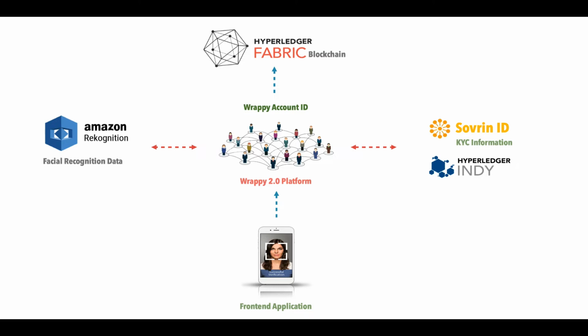For authentication, the front-end application will use the camera to recognize the user and then authenticate the user using the Amazon Rekognition API. So we use the facial recognition data to link the user account with the Sovrin ID, or the decentralized ID, and then we also use the Hyperledger Fabric to store the user transactions. So that's how powerful the Wrappy platform will be. Now let's take a look at an example or demonstration of how the digital ID will be issued by the Wrappy platform.